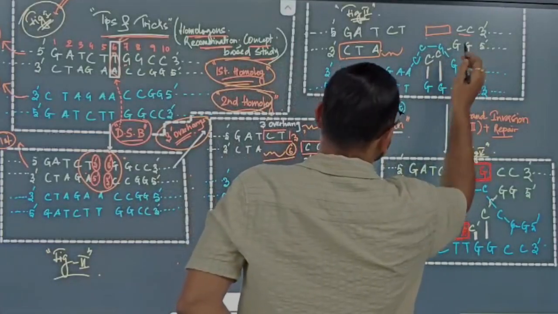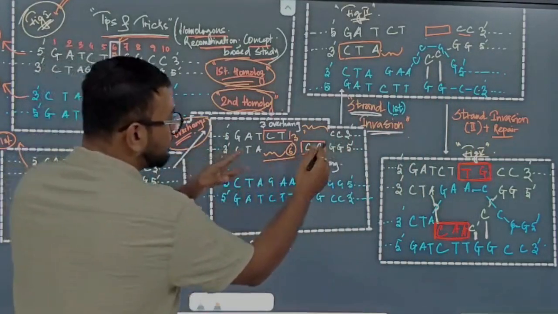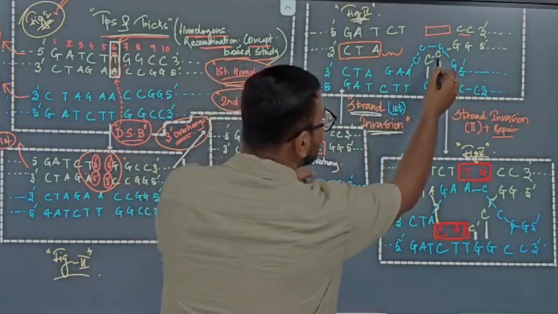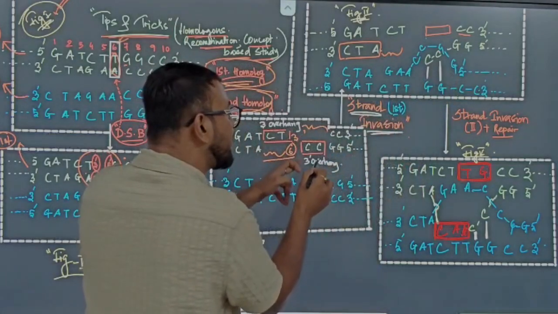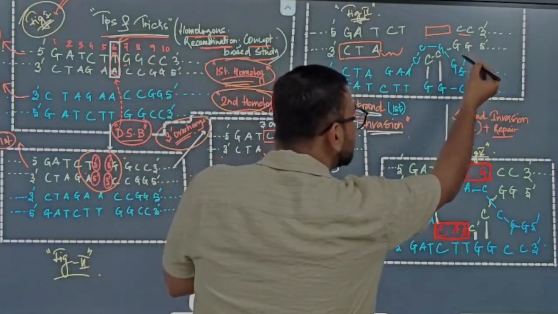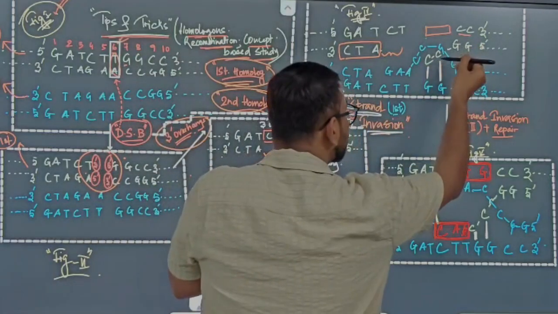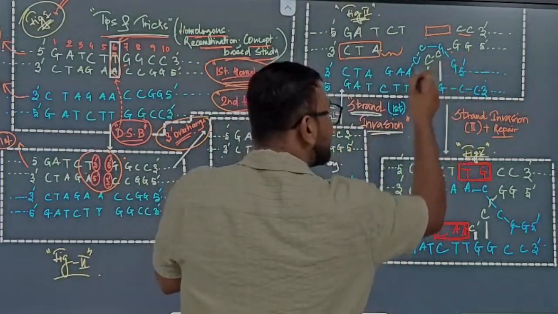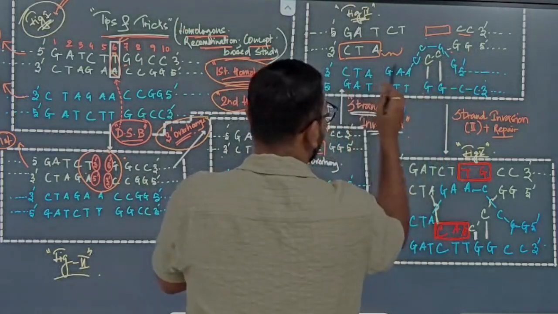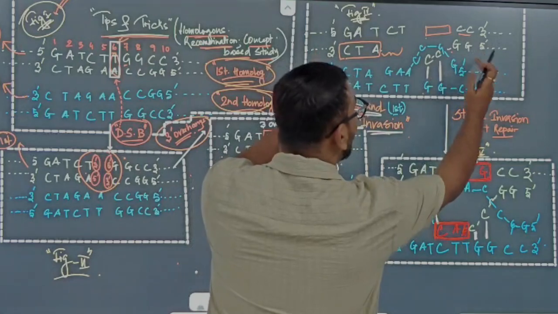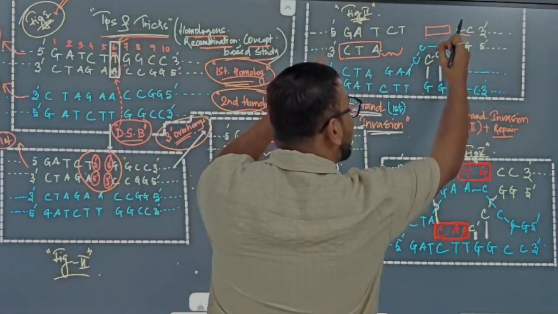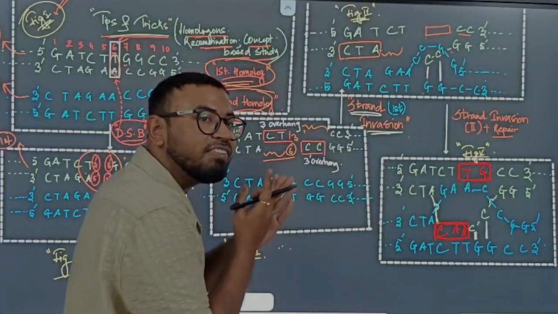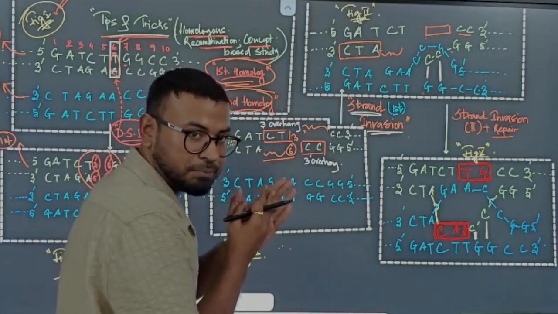Now this segment, which has an additional 3 prime overhang CC, will try to introduce itself within the second homolog. Within the second homolog, the first homolog is trying to enter. This phenomenon is called the first strand invasion.